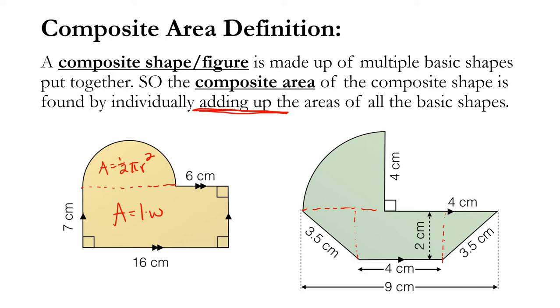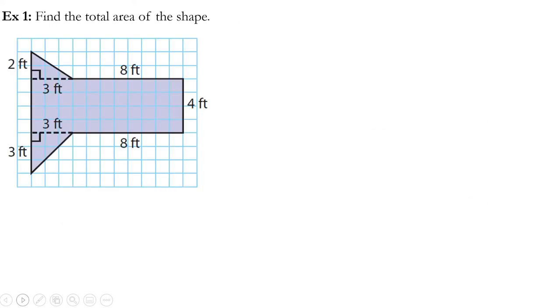Composite area is different in the sense that there is no one formula for composite area. It depends on the shape that's been given to you. It's similar to what we've done in the past because we're using all of those formulas from all those basic shapes, but now we're just going to be adding those formulas together. So let's look at some examples.